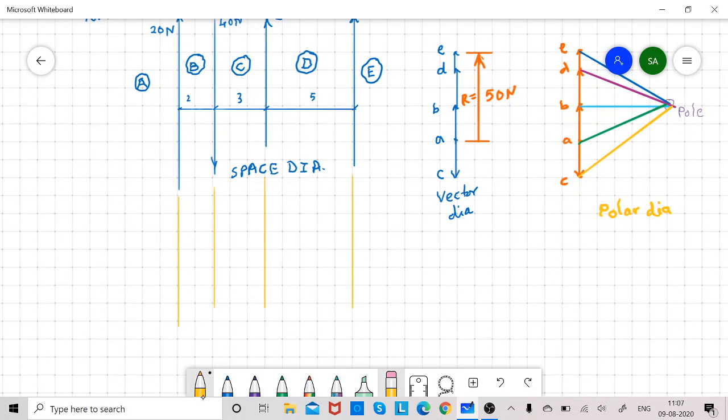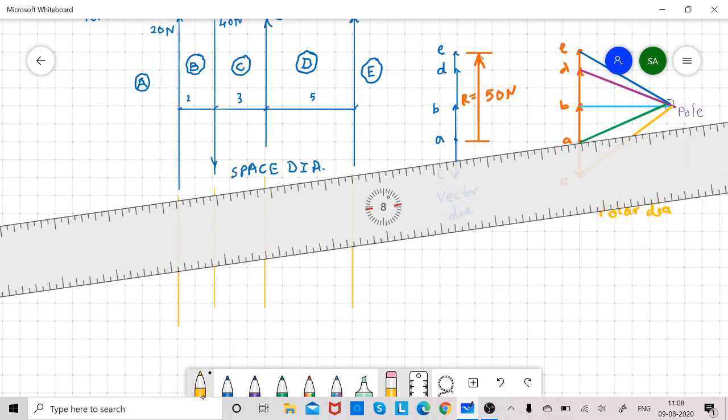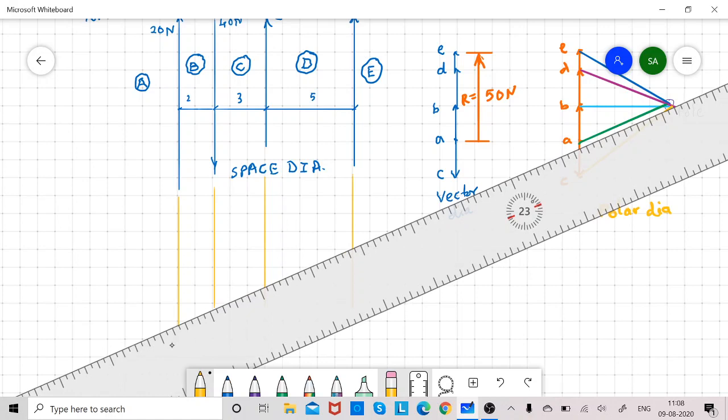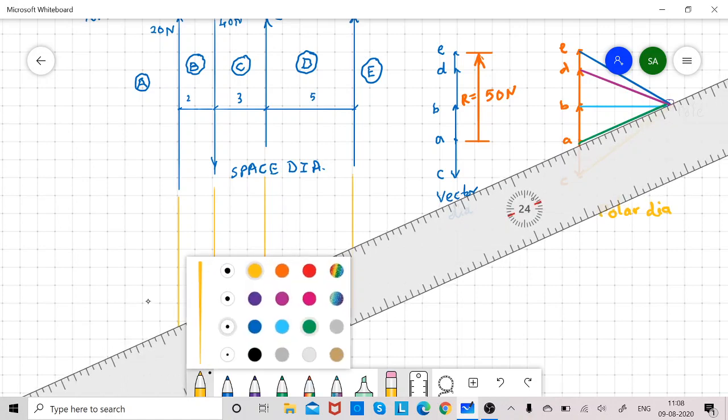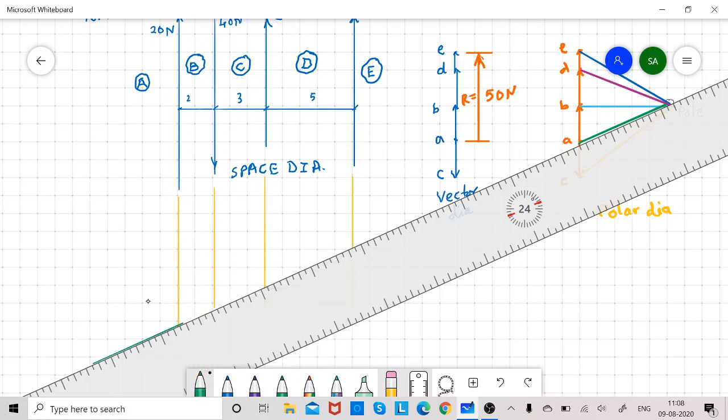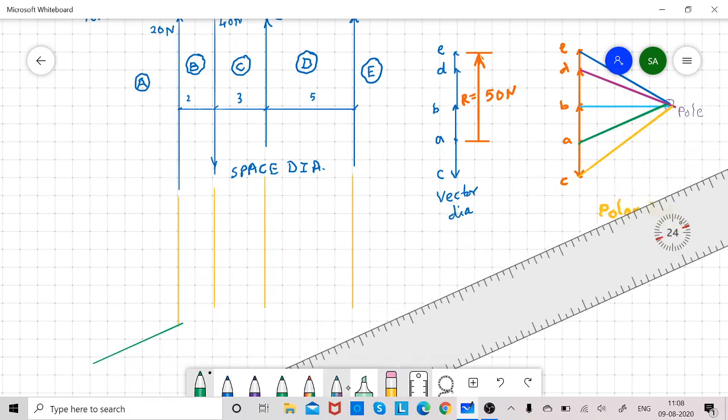Okay, now this is the space A. In space A, draw a line parallel to OA. Now, parallel to OA means this line from this diagram. Anywhere you can draw, but see that the first force, this is parallel to OA, and the point where this line crosses the first force, mark it as point 1.